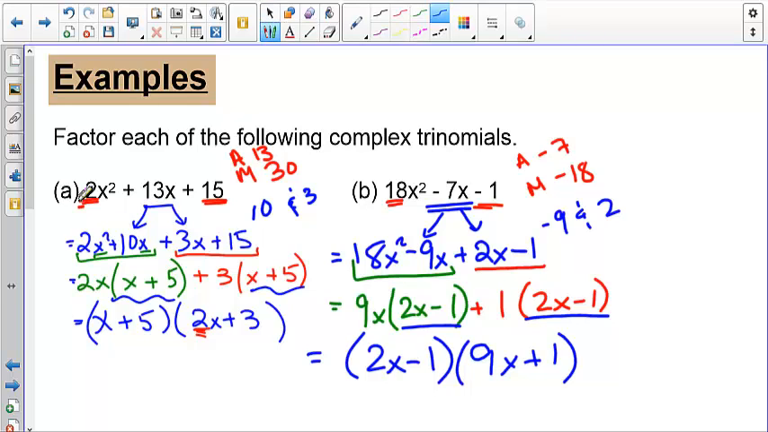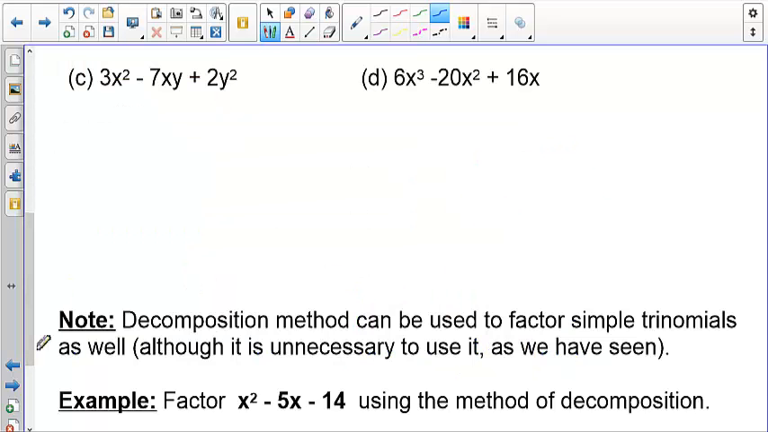So again, you'll see that the coefficients of 2 and 9, 2 times 9, was the 18 up top there. That's where it comes from. Okay? Give these two examples a try. So the first one, 3x squared minus 7xy plus 2y squared. And the D example, see if you can common factor first with question D.